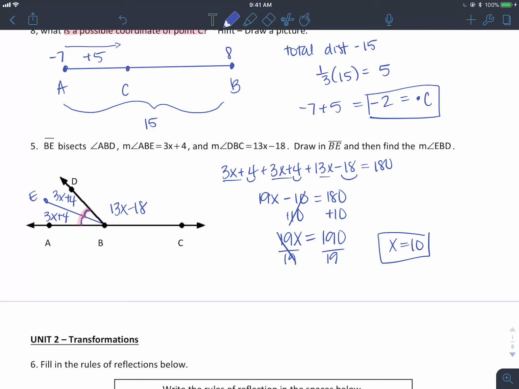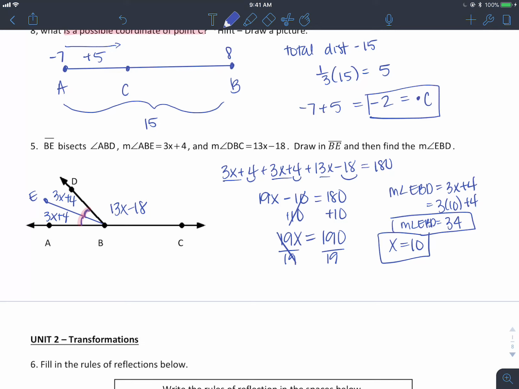Our last step says find the measure of EBD. So EBD is 3x plus 4. So 3 times 10 plus 4. Angle EBD is equal to 34.